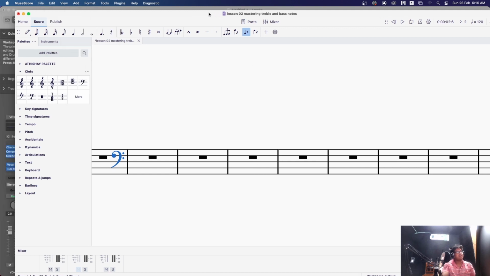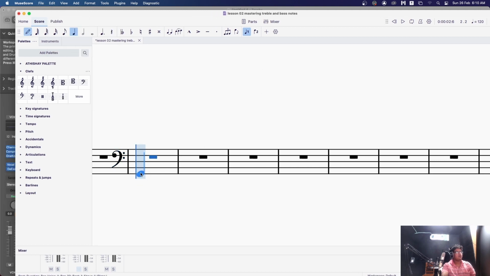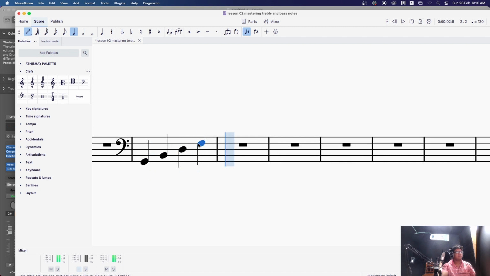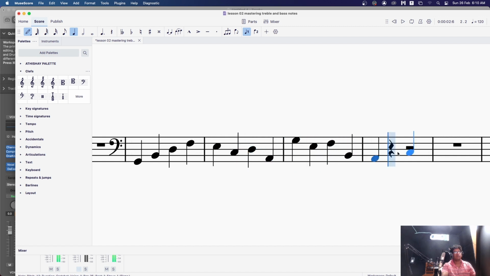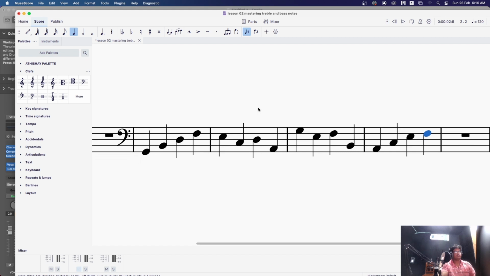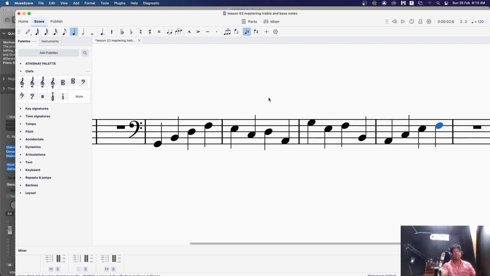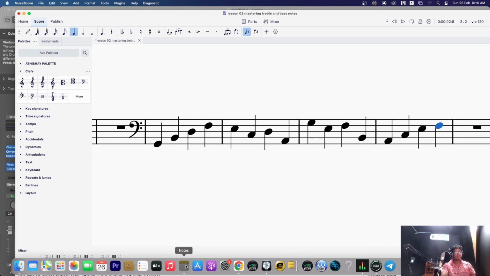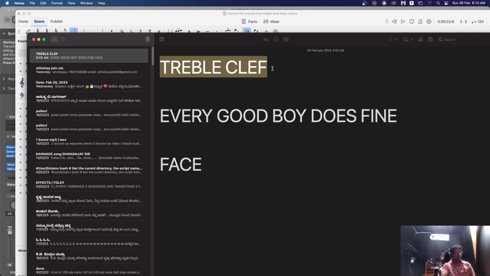Now coming to the bass notes, I'll just put some random notes for you. Here in 4/4, I've got about 16 notes, so we'll start naming them. Remember, this is the bass clef, not the treble clef now.